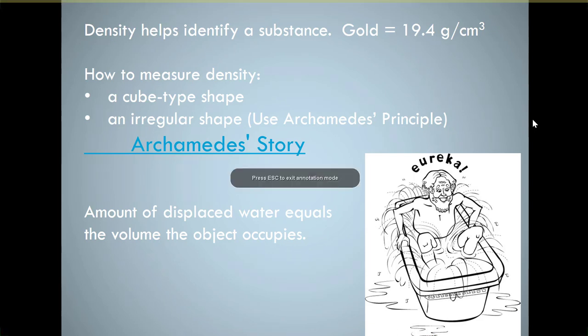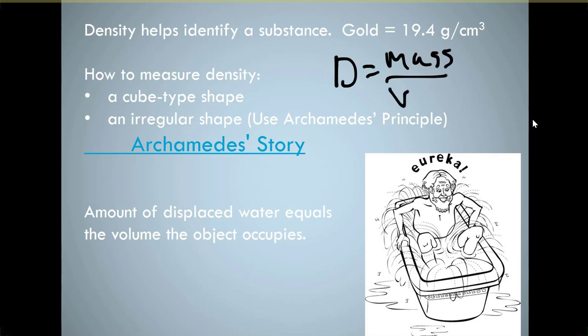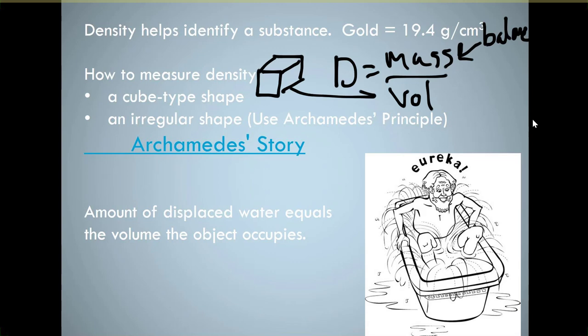So if you really look at the formula, you have mass over volume. And to measure the mass, you just put it on a balance. Okay? You put that on the balance, but the volume depends on if you have a cube shape or an irregular shape. Now, if it's a cube shape, you can just do length times width times height. So you can just measure the three sides of a cube. That will give you your volume. Okay, and then you can just do the calculations.